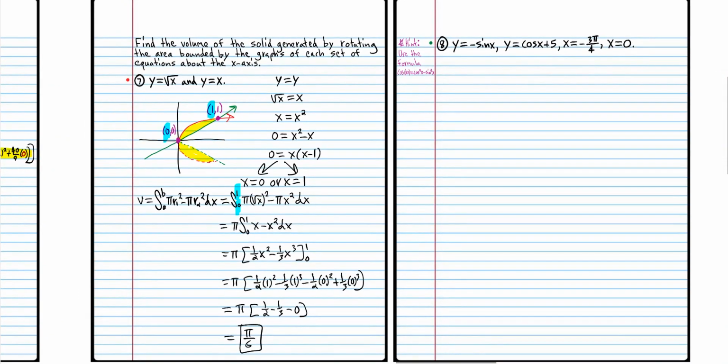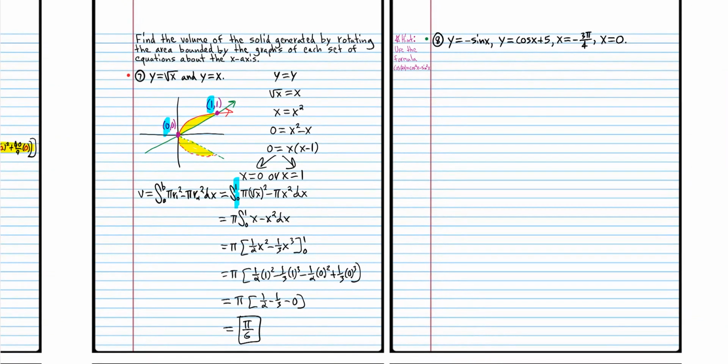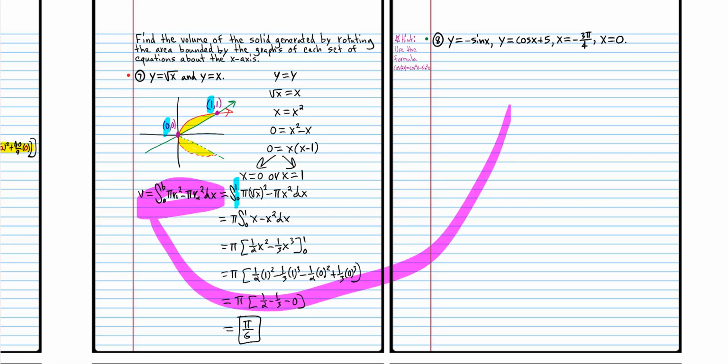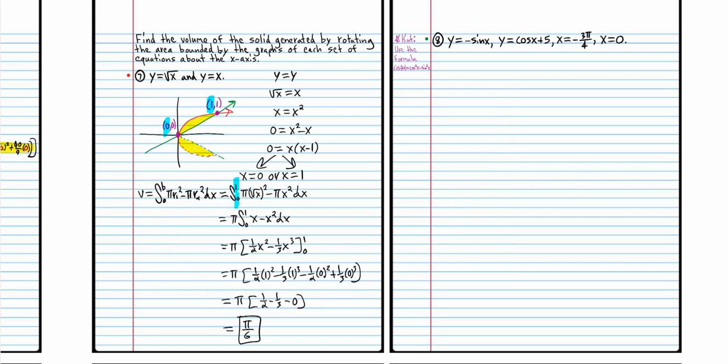So try number 8. Draw your graphs, rotate the enclosed area about the x-axis, and use this formula, which employs the washer method. Try number 8. When you come back, we'll do it together. Okay, we're back.